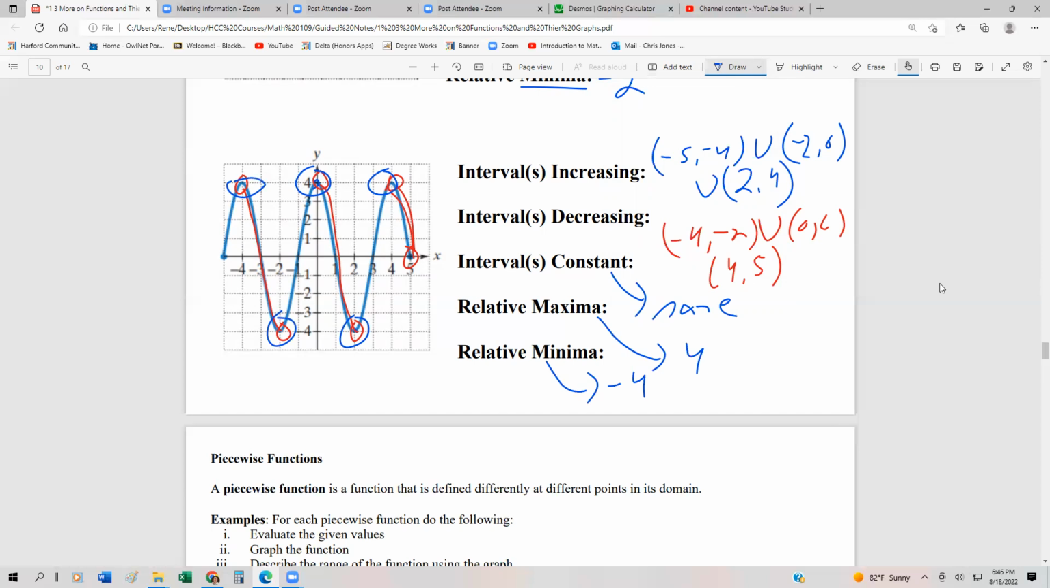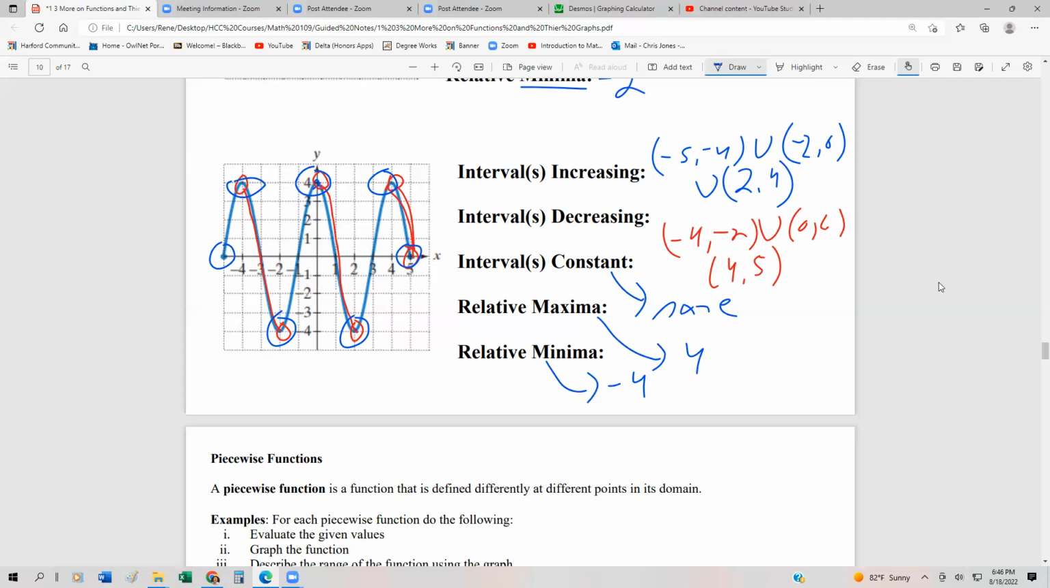And some people might consider right here at these endpoints to be minimums as well, all right? But in the given interval, it's not necessarily a point of inflection, okay, because it's not going up nor down. So we're just going to keep it like that, okay, and just say it's going to be -4 to 4. So hopefully this is helpful for you to be able to identify increasing, decreasing, maximum, minimum.